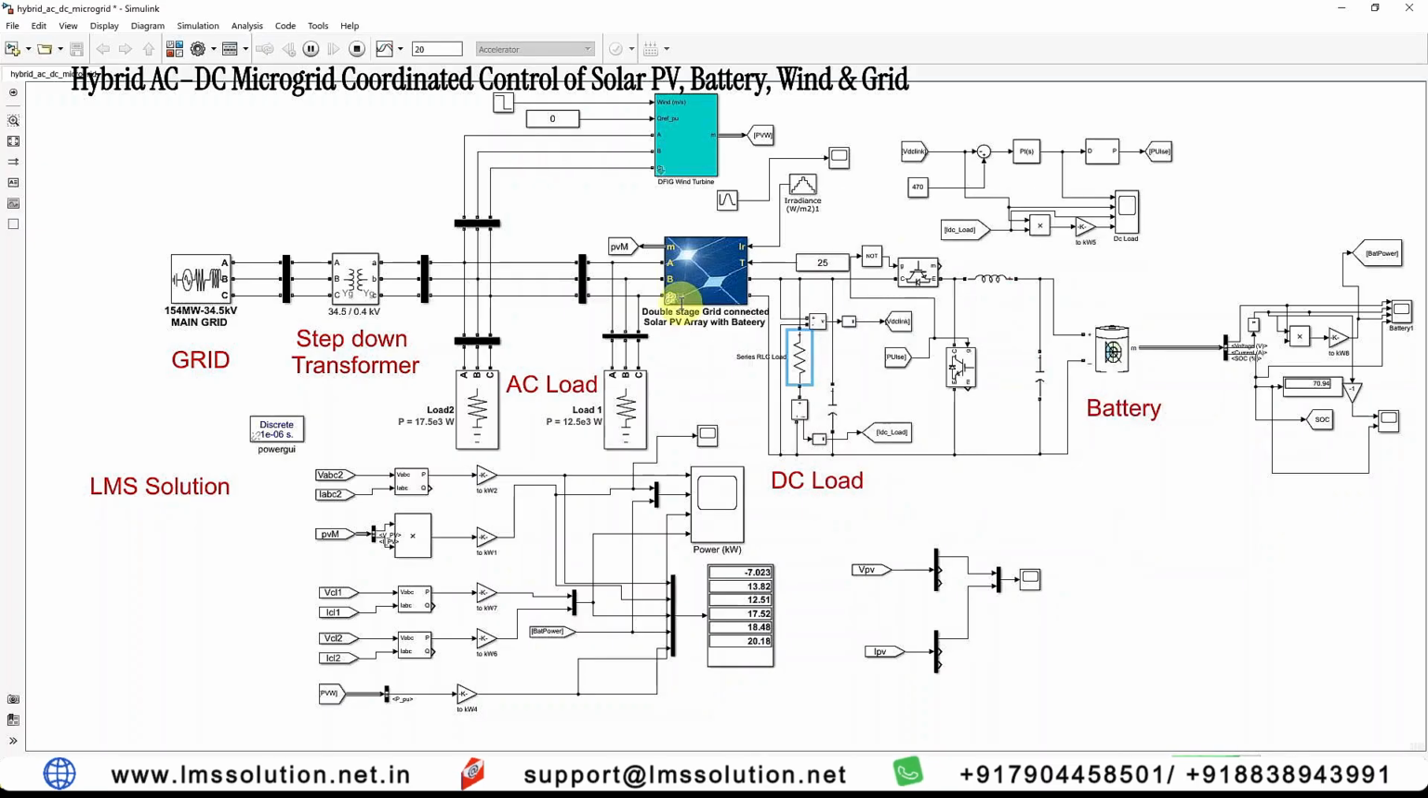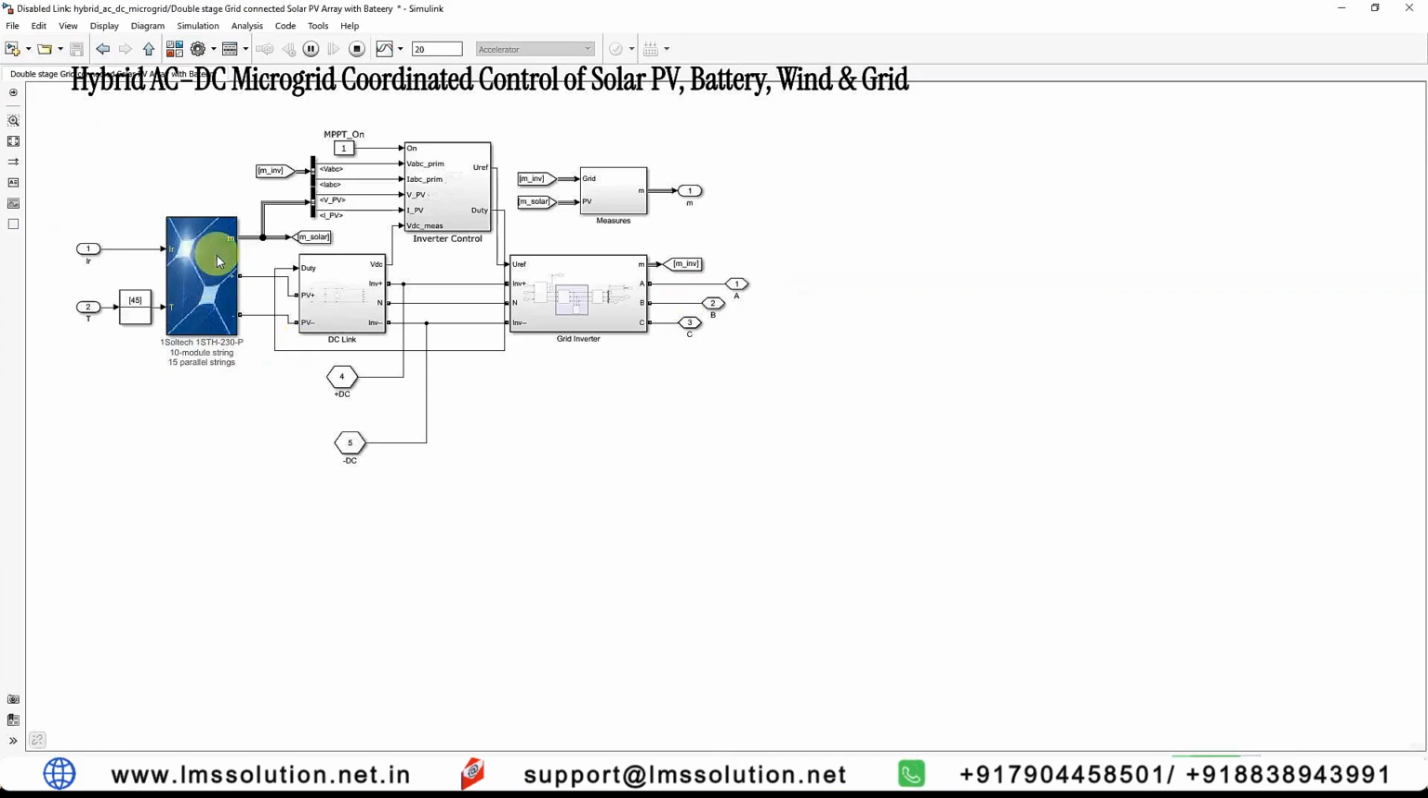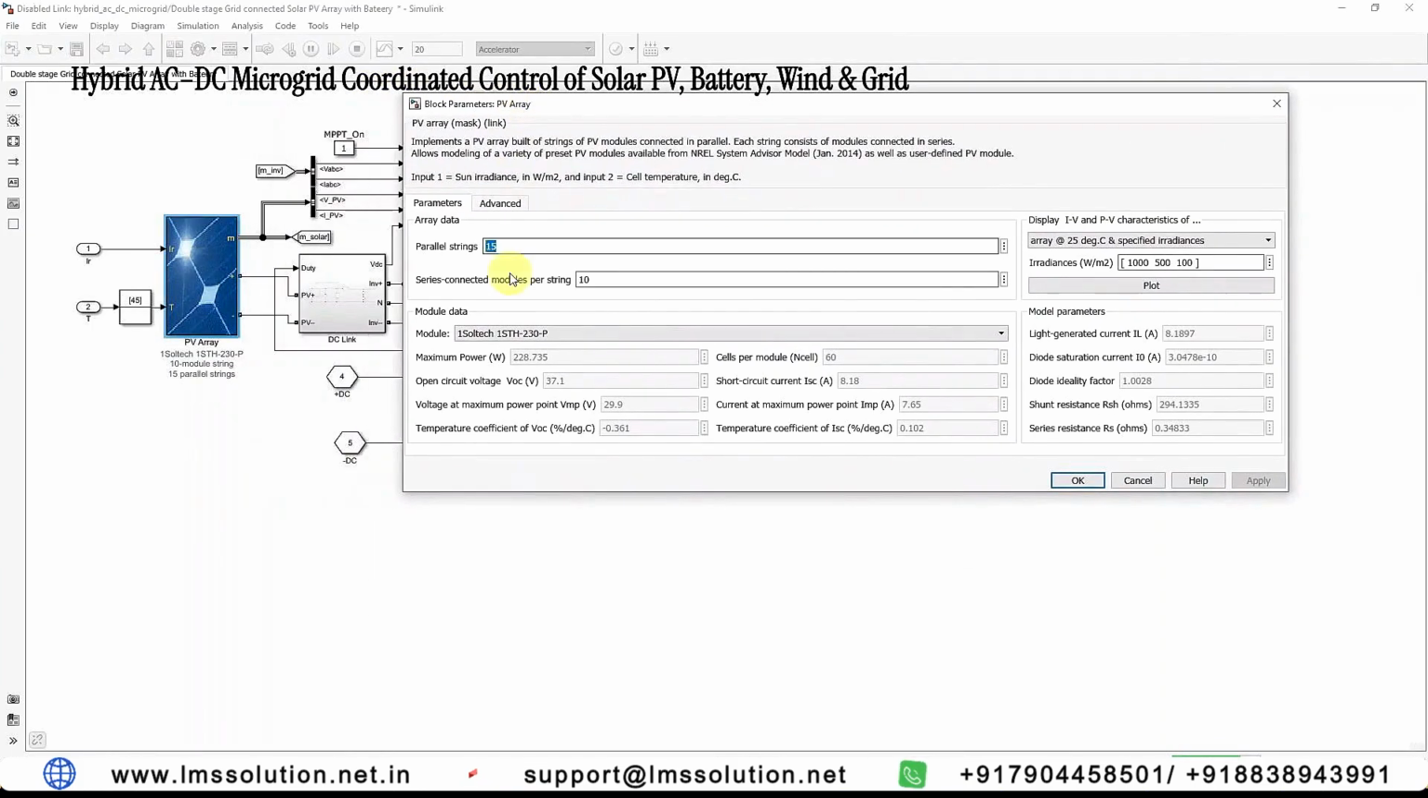And then go inside the double stage connected solar PV system. It consists of a solar PV panel. Here we are using 15 parallel panels and 10 series panels. Each single panel rating is 228 watts, the voltage rating is 29.9 volts, and the current is 7.65 amps. 37.1 is the open circuit voltage and 8.18 is the short circuit current.